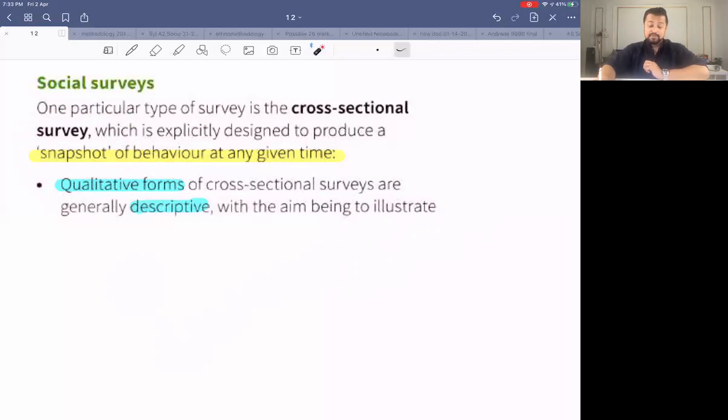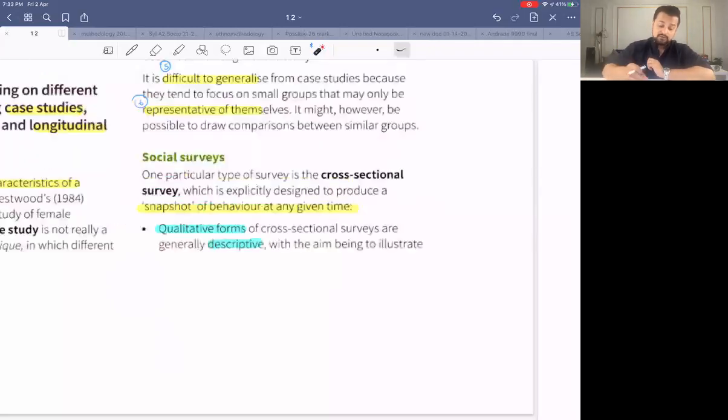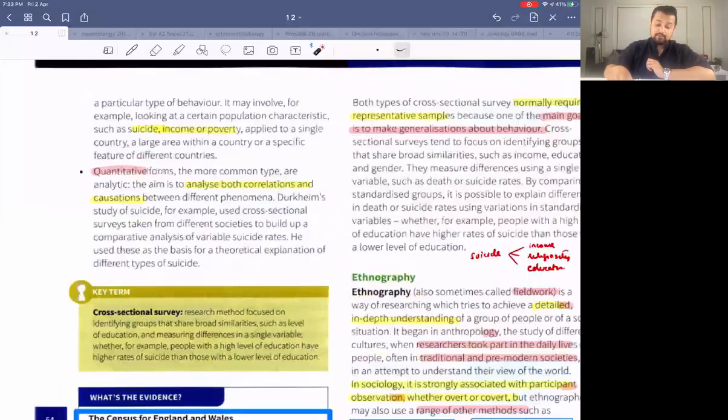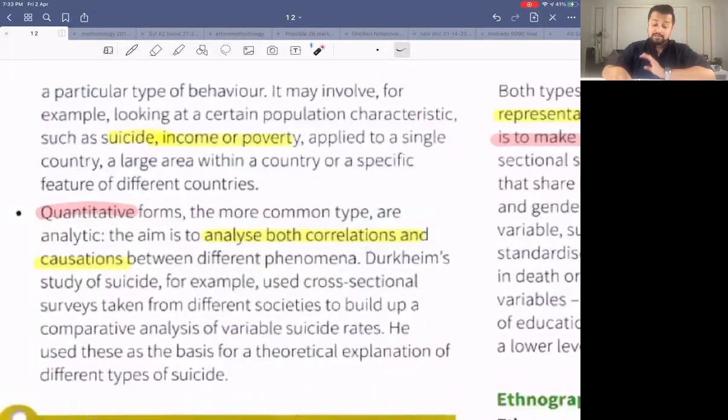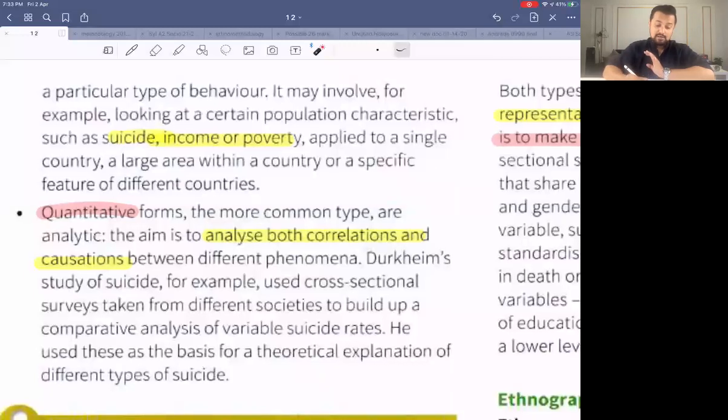Qualitative forms of cross sectional surveys are generally descriptive, with the aim being to illustrate a particular type of behavior it may involve. For example, looking at certain population characteristics such as suicide, income, or poverty. I don't know if you do know this. We can bring in the study that was conducted by Durkheim, the very popular study that had to do with the relationship between suicide rates and the characteristics of people in general, right? So, looking at certain population characteristics such as suicide, income, poverty applied to a single country, a large area within a country, or a specific feature of different countries.